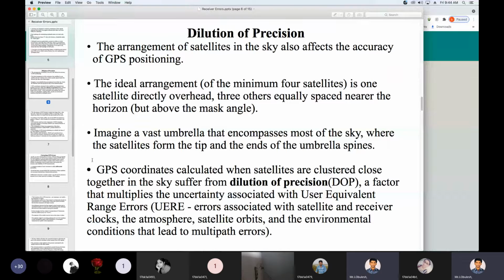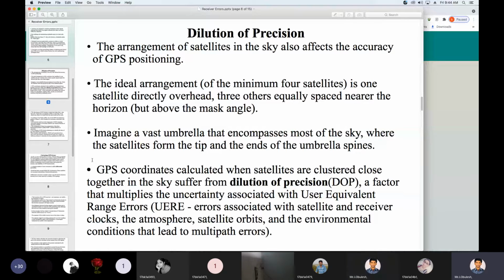Let us imagine a vast umbrella that encompasses most of the sky, with satellites at the tip and the ends of the umbrella's spines. GPS coordinates calculated when satellites are clustered close together in the sky suffer from dilution of precision, DOP.